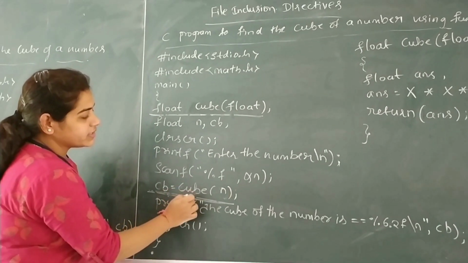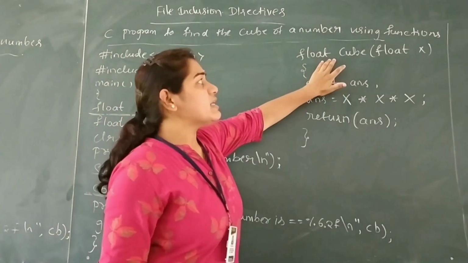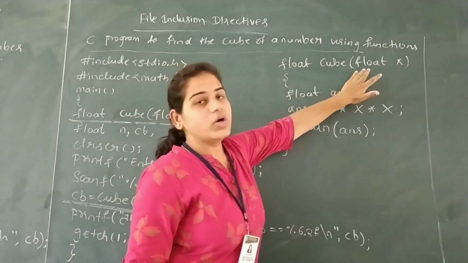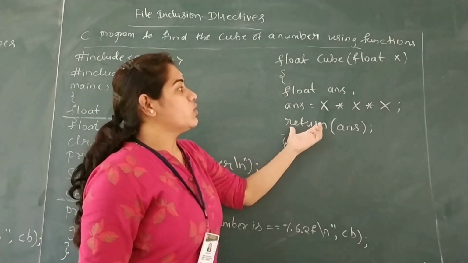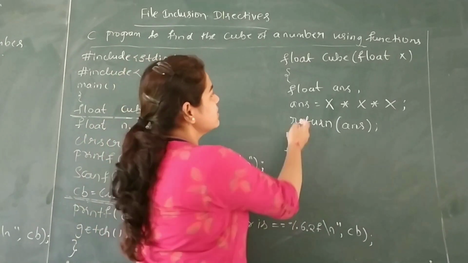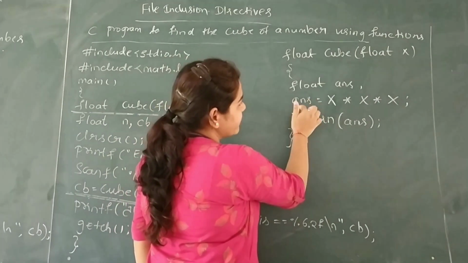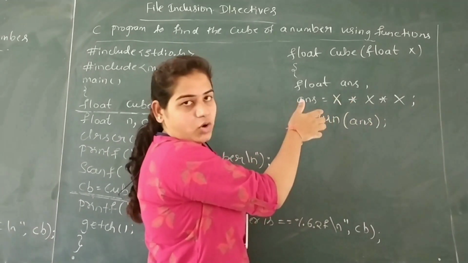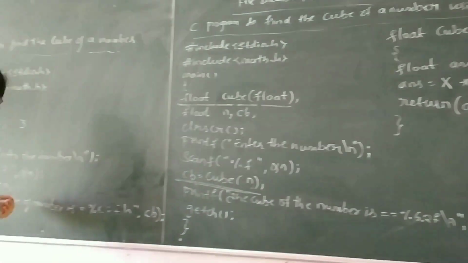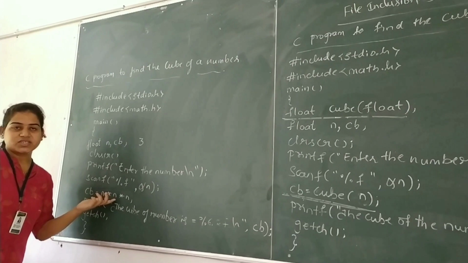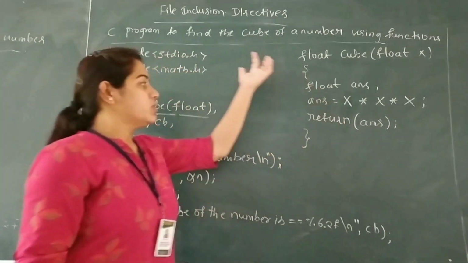This statement is calling the function cube(n). This function is present in the subfunction, that is float cube of float x. When this statement is executed, the following statements are going to be calculated. First we have declared one variable for storing the answer. In the answer variable we are going to perform the exact computation, that is x into x into x, similar to what we have done in this section. Similarly that computation will be done, and that answer will be returned to the main program.